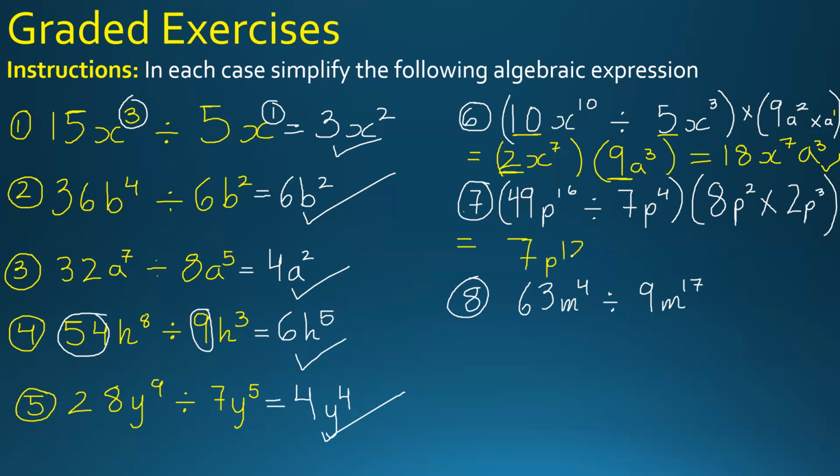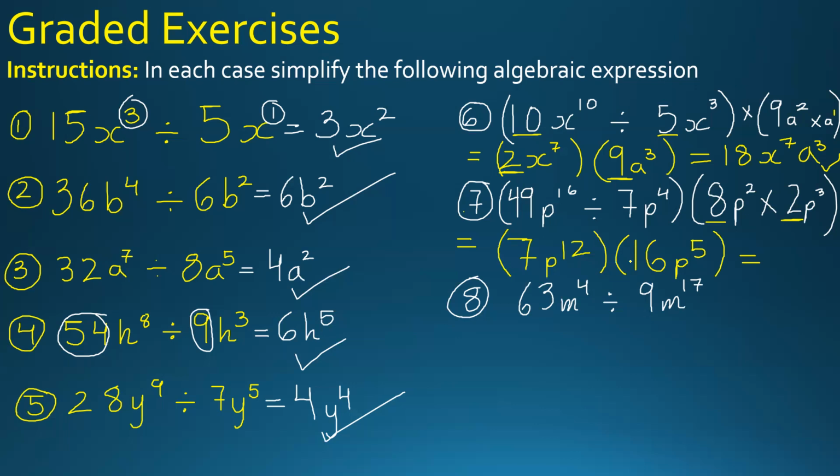Yes, that's correct. And then I did 8 times 2, which is 16. Then p to the power of 2 times p to the power of 3, which is p to the power of 5. Yes. And then you can go even further and say 7 times 16. What is 7 times 16?